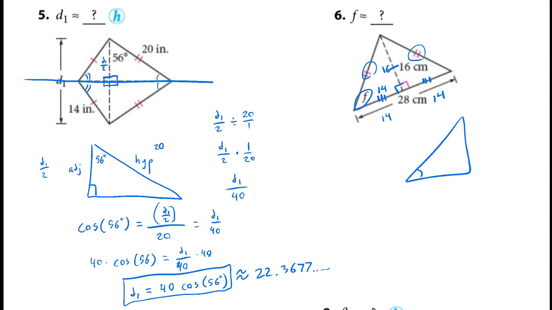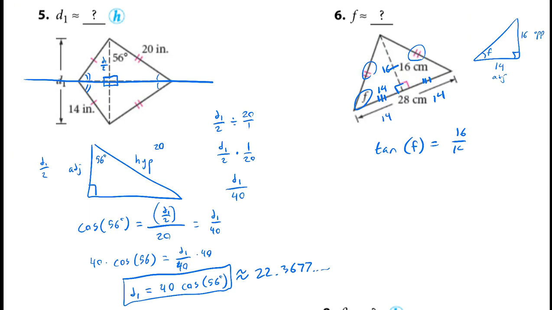So if we have, whoops, I just wrote that, I meant F, and we're looking for the angle there. I just redrew it for no apparent reason, right? Here's the opposite, here's the adjacent. What are we using? We're using the tangent. So I'm going to shrink this and move it off to the side. And so that's tangent of F is equal to opposite side 16 over adjacent side 14.